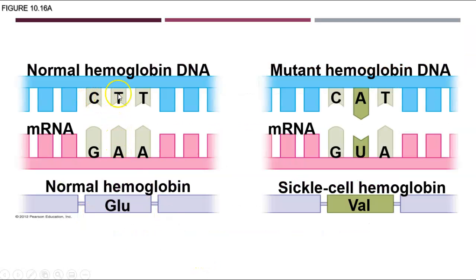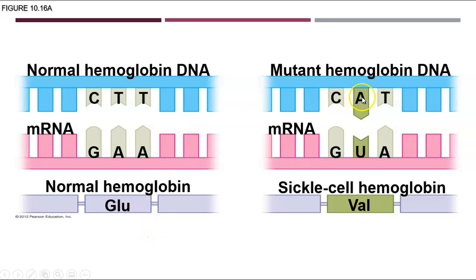Here we have an example. Normal hemoglobin DNA has a long sequence of bases in the DNA. This one particular spot has the codon CTT. We call it codons in DNA as well. The messenger RNA codon would be GAA, and normal hemoglobin that is made from that has the amino acid glutamine here in that particular spot.